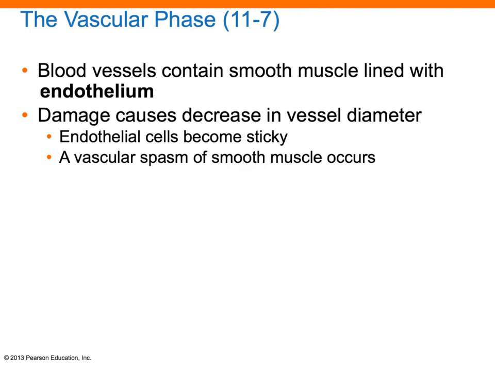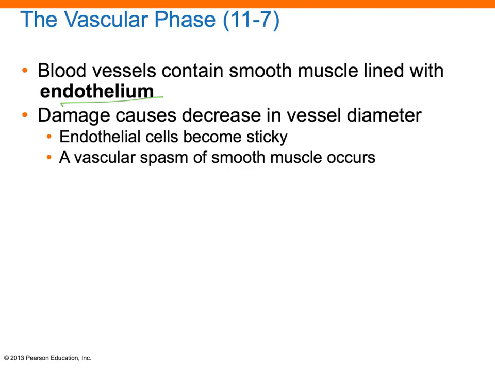The first stage of hemostasis is the vascular phase. The wall of the blood vessels have smooth muscle that are lined with simple squamous epithelium that we call endothelium. The endothelium, I hope you remember this type of jargon from our very first, when we went over histology, talking about simple squamous epithelium. When the wall of the vessel is cut, it causes a contraction.